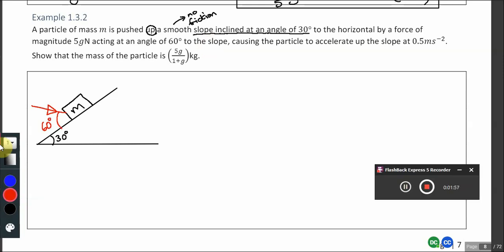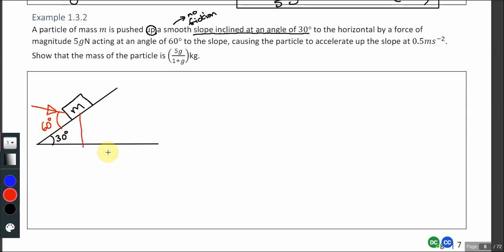I've drawn the force so it's not horizontal. That's because it won't be horizontal. If the force was acting at 30 degrees to the slope, then it would be horizontal. But 60 means it definitely isn't horizontal. So I've drawn it so it isn't. Let's put all the remaining forces on.